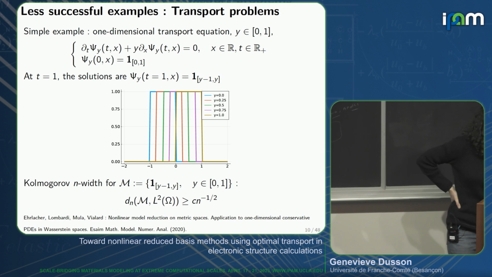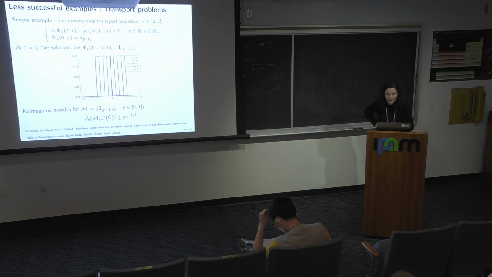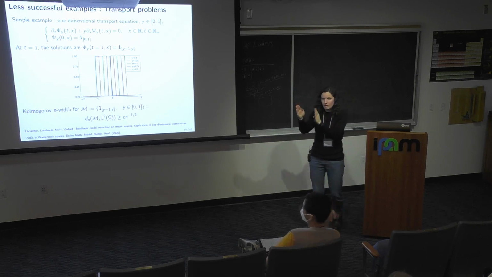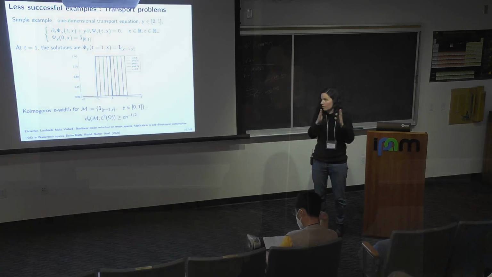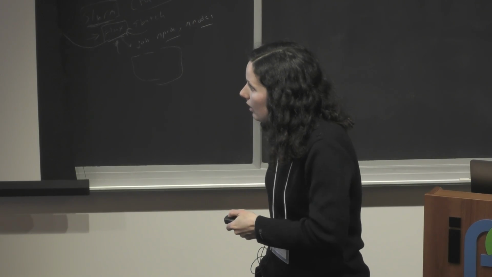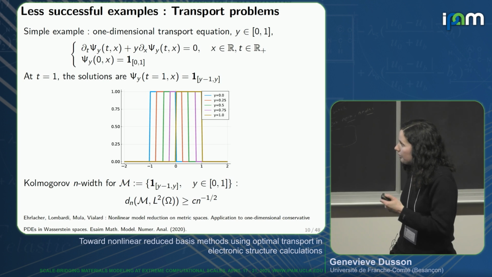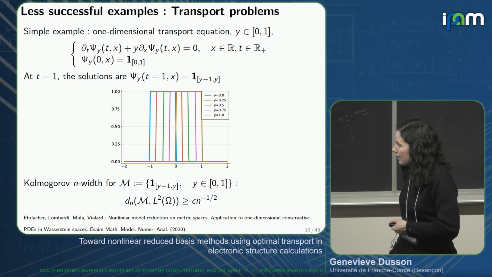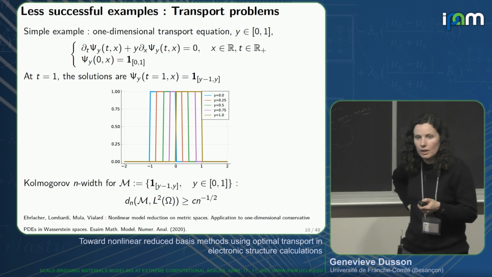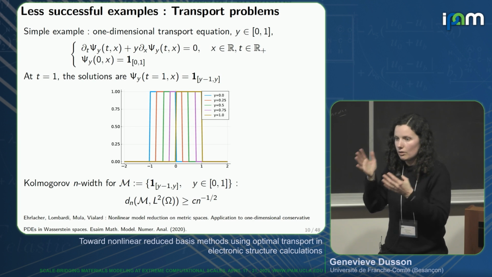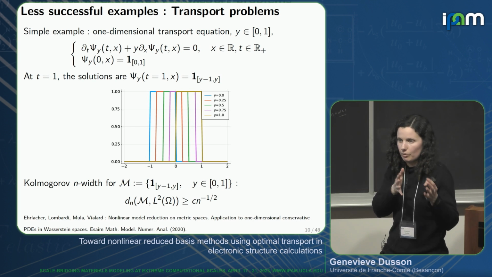There are examples where this does not work as well. For example, if you consider one-dimensional transport equations where your solution is a step function that moves around in time, it's possible to prove that the Kolmogorov n-width decays as slowly as 1/√n, which means that we won't be able to efficiently approximate the solutions with linear combinations of other functions.